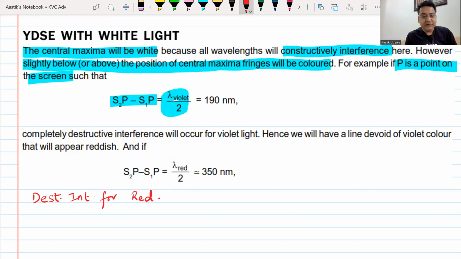And hence, we will have a lot of fringes of different colors. Some place red light may be interfering constructively, some place it may be interfering destructively. It can also happen that at a point where one light is interfering constructively, the other wavelength may interfere destructively. Do we understand this? Yes, sir. Please note this down. I'll give you a minute.